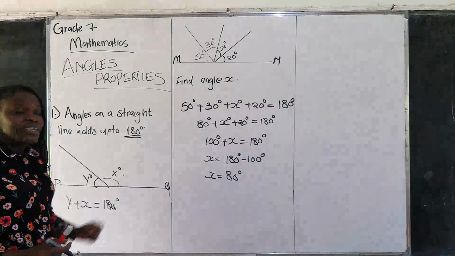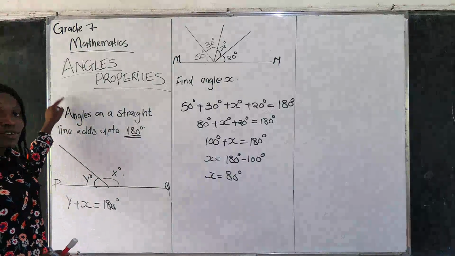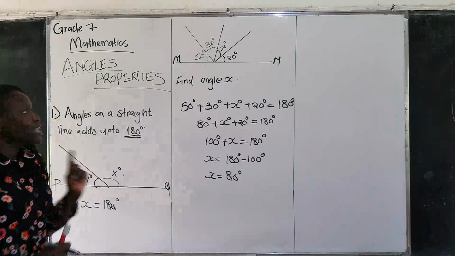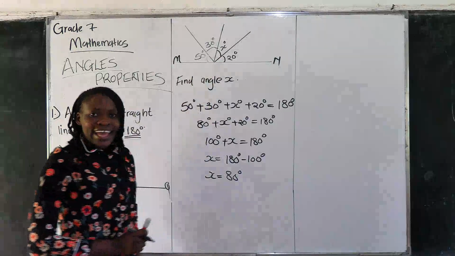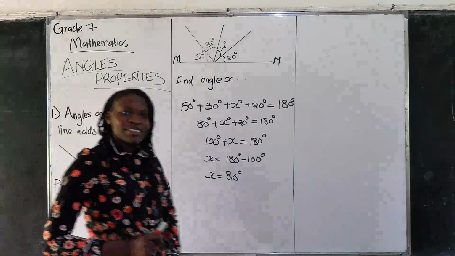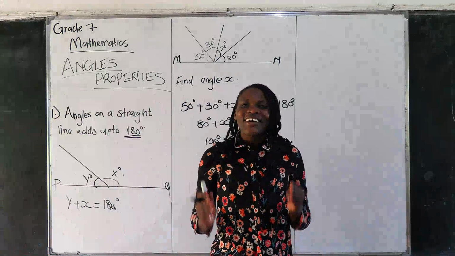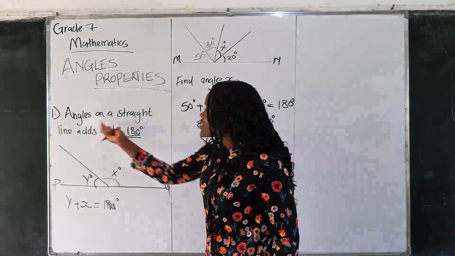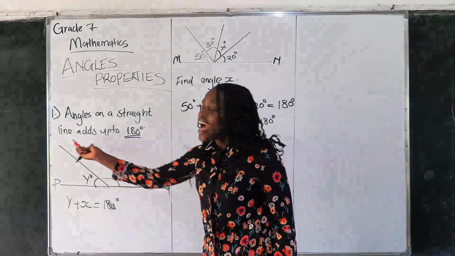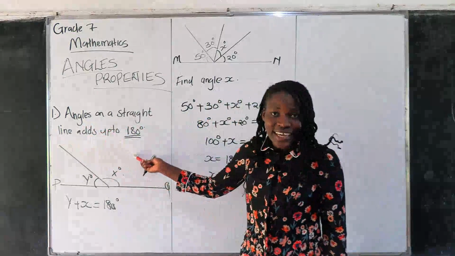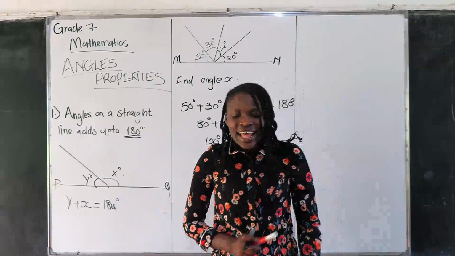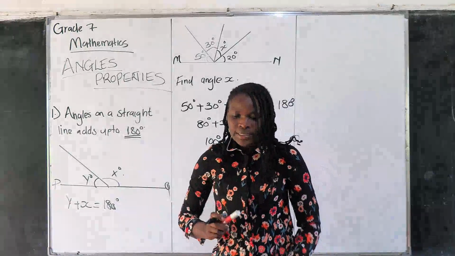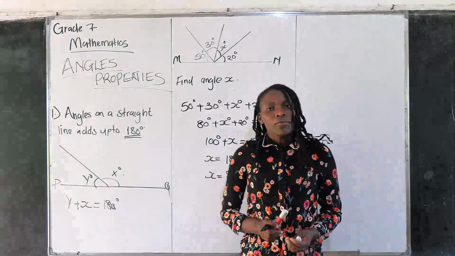And what has helped me? The first property which we have talked about. Through that property, I'm now able to find my X. And the first property we have said is angles on a straight line. We have said angles on a straight line add up to 180 degrees. That is the first property.